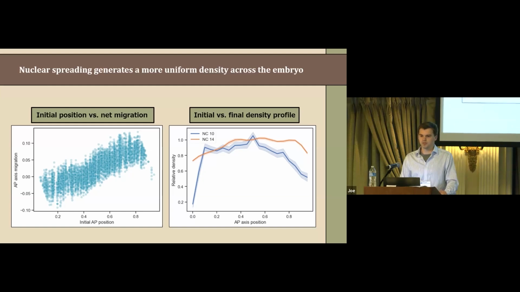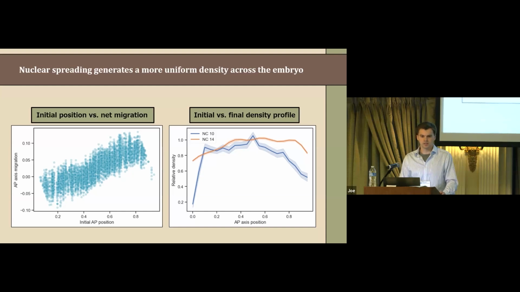On the right, I'm showing maybe the functional role of this, which is that in nuclear cycle 10, at the very start of this video, you see a not very uniform density profile of nuclei along the surface of the embryo. In particular, the poles, which has been known, have a much lower density than the center of the embryo. And over the course of these nuclear divisions, we produce a more uniform density profile along the anterior-posterior axis.